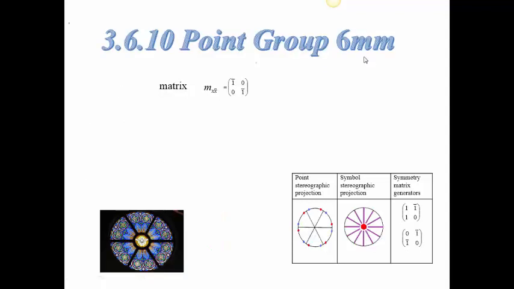And finally we have the 6mm, and here is a figure. If you omit the central part, you'll see this is a church. It's St. Mary's Church in Blacksburg, and if you omit the central figure, you'll see you have 6mm symmetry. And here's what the point group looks like, and here's what the symbol looks like.